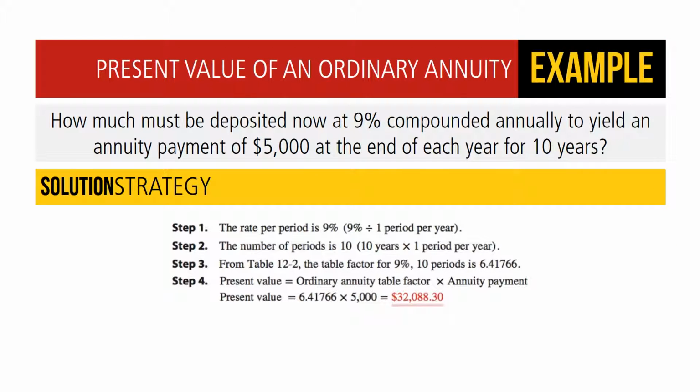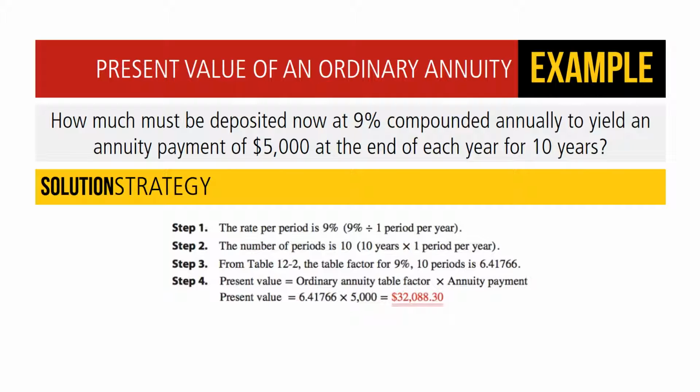Present value equals ordinary annuity table factor times the annuity payment. How much must be deposited at 9% compounded annually to yield an annuity payment of $5,000 at the end of each year for 10 years? Let's look at the solution strategy. Step 1. The rate per period is 9%, that's 9% divided by 1 period per year. Step 2. The number of periods is 10, that's 10 years times 1 period per year.